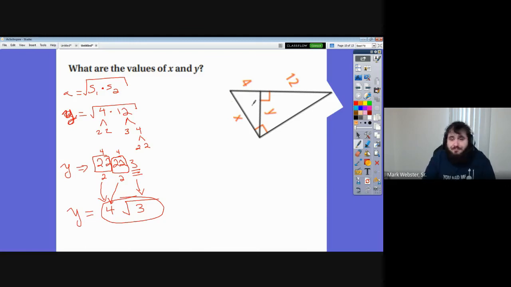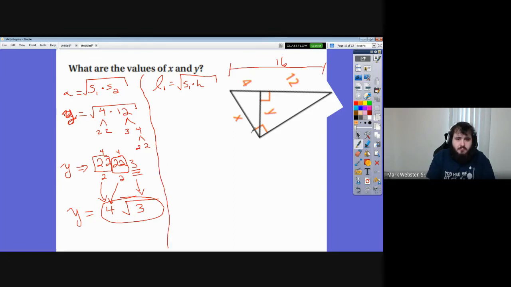Now let's find x. Remember that in order to find the left side, we need to take the geometric mean of the left side up here and the whole thing, right? Well, what's the whole thing? This is 4, this is 12, so the whole thing is 16. Let's do that. So this is our H, this is our S1, then this is our L1. So we know what we're looking for. We'll say x equals square root of 4 times 16.